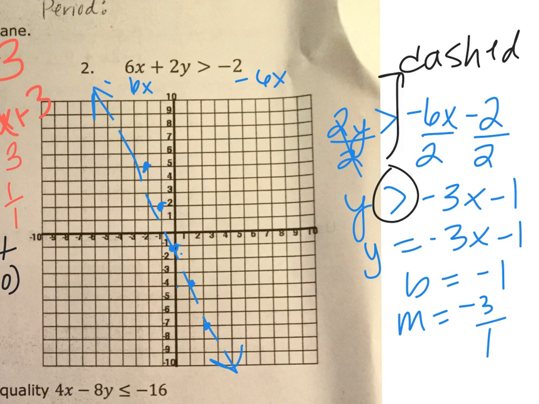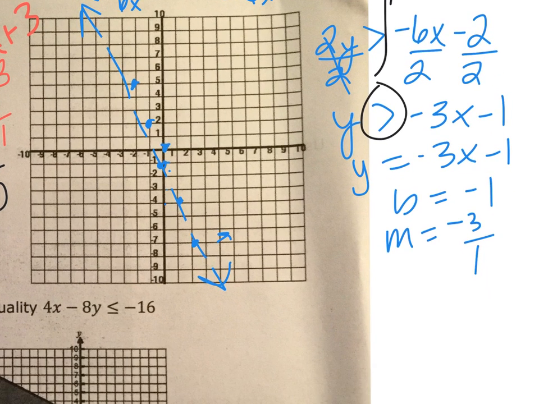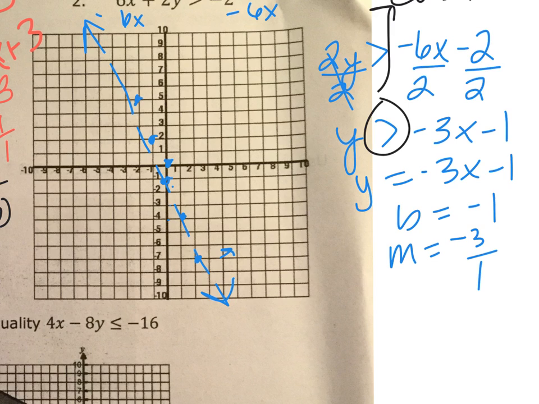Now I have to decide where to shade. Well, this is greater than, so I'm thinking above, and that's that side to me. But let me check. Again, (0, 0) is not on the line, so I'm going to test that point. So I'm going to test (0, 0).